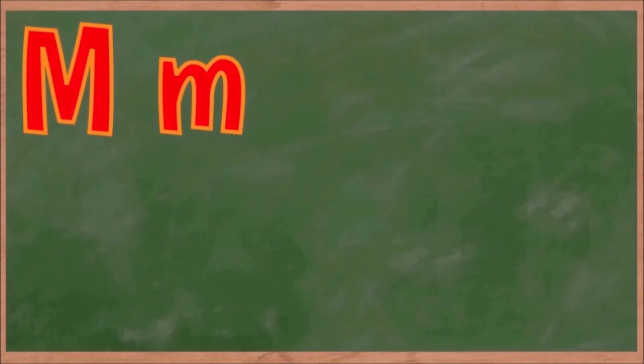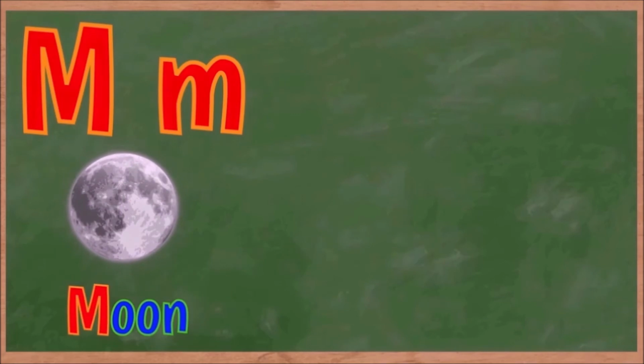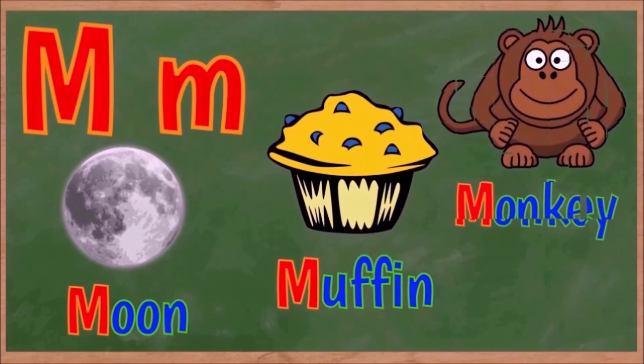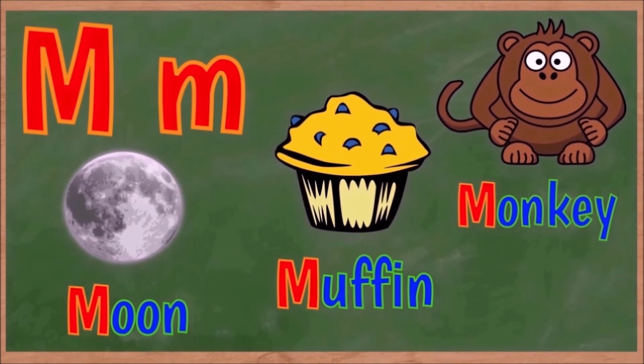Moving on to the next letter. Next is the letter M. And the M makes a mmm sound. You give that one a try. Mmm, I got it. How about you? M for moon. Muffin. Monkey.